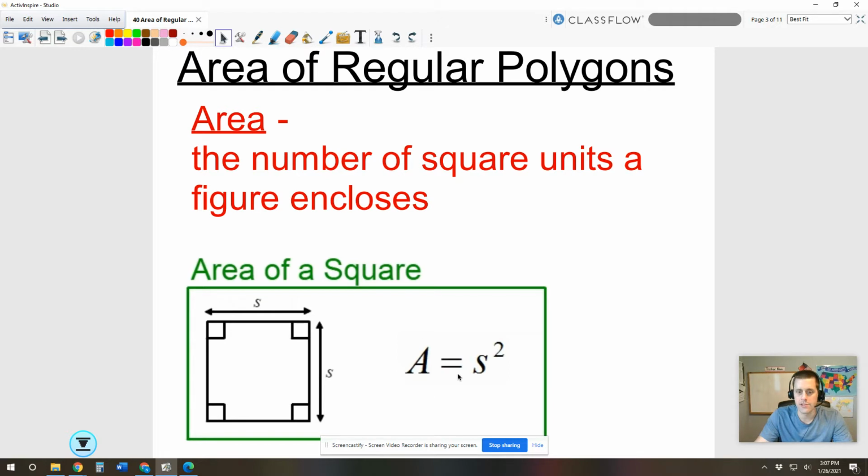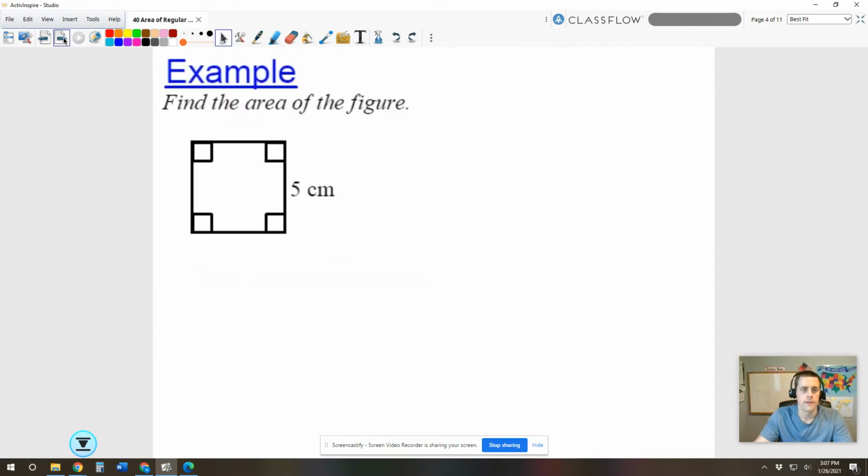To calculate area of a square, you're going to take the measure of one of its side lengths, and you're going to raise it to the second power. All right, so let's try one out together. We have a square on the screen. We know that this is a square because all 4 sides are the same. We got 4 right angles, and we have a side length of 5 centimeters. So grab a sheet of paper, get a calculator, your formula sheet if you need it. Let's calculate the area of this square together.